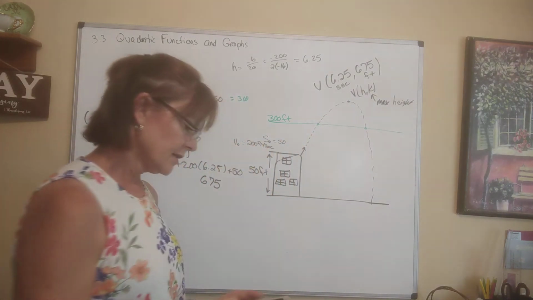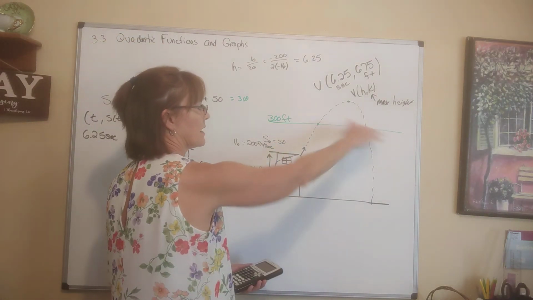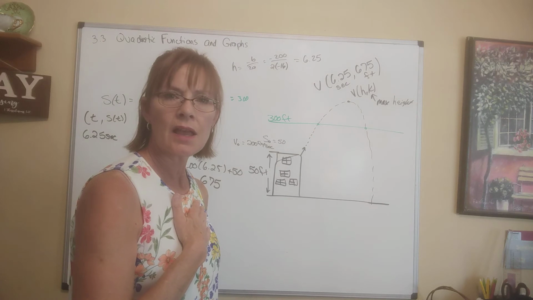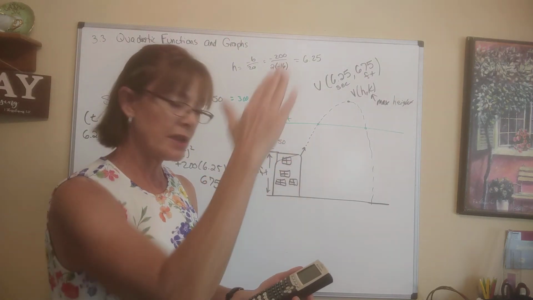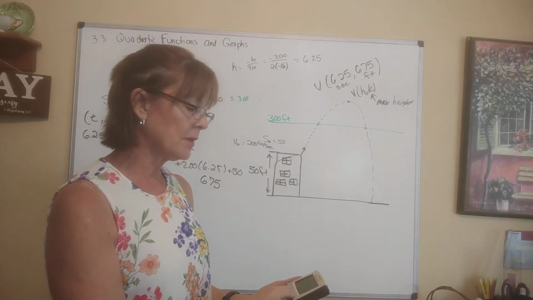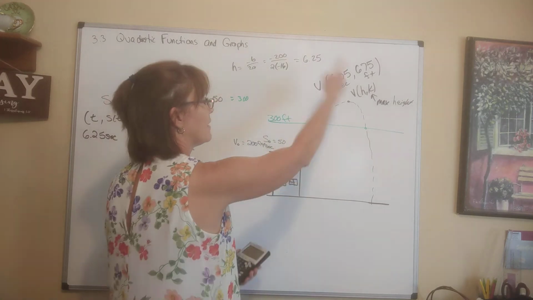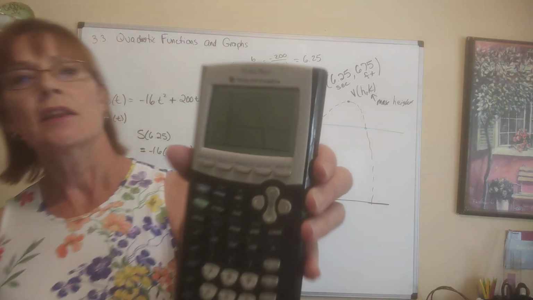So, oops, I forgot to tell you something. Go to your y equals, and we have to introduce this line. Well, this is a horizontal line, y equals 300. So that's what I'm going to do. I'm going to go down to y2 and just say equals 300. And then when I hit graph, I'll have my parabola, and I'll have a line going across. And so this is what it looks like on mine.